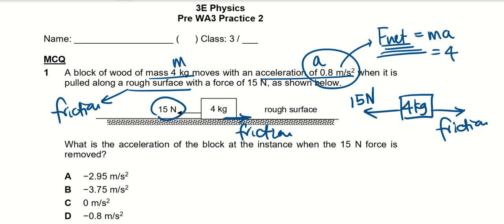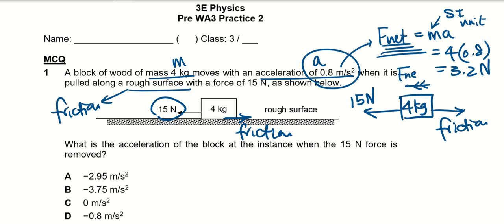The mass is 4. Please check that this is in SI unit. Sometimes I might give the mass as 400 grams, 20 grams even. So always check that it's in SI unit of kg. So my acceleration is 0.8. So 4 times 0.8 will be 3.2 newtons. That means I am going to have an F net.